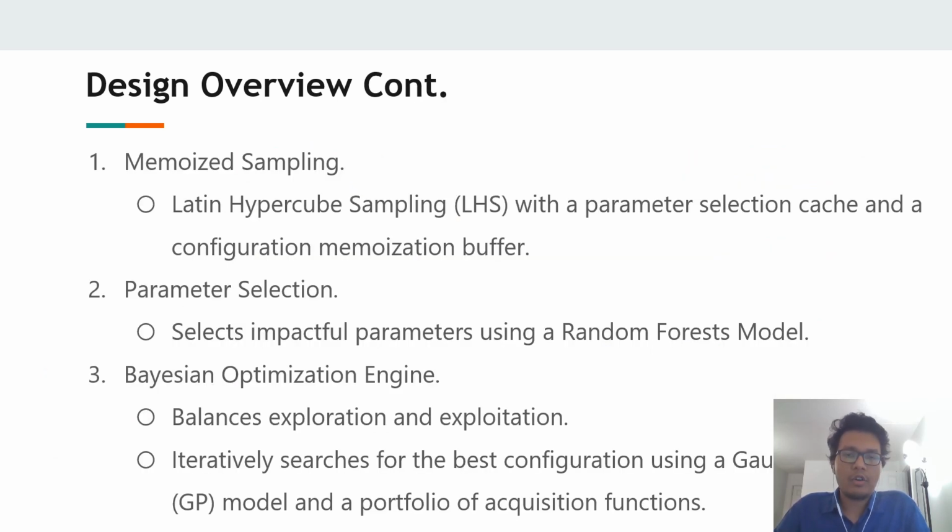Now, we give a design overview of the three components. Memory sampling consists of Latin hypercube sampling with a parameter selection cache and a configuration memorization buffer. We will give more details on this in a later slide. The parameter selection module selects impactful parameters using a random forest model. And the Bayesian optimization engine balances exploration and exploitation during the tuning. It iteratively searches for the best configuration using a Gaussian process model and a portfolio of acquisition functions.